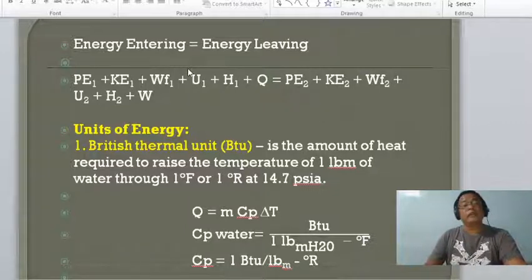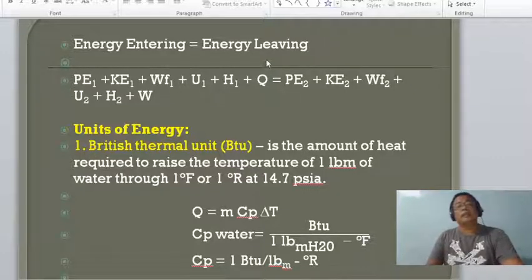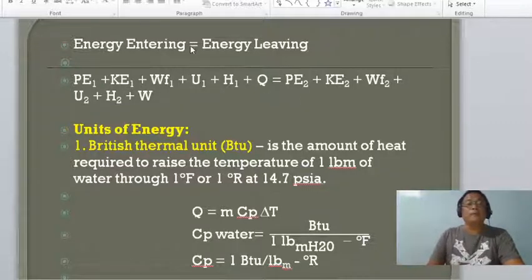Let us take an energy balance from the previous illustration. Energy entering is equal to energy leaving. So what are the energies entering the system and what are those leaving? Entering is potential energy 1, kinetic energy 1, flow work at 1, internal energy at 1, enthalpy at 1, and Q, which is equal to potential energy at 2, kinetic energy at 2, flow work at 2, plus internal energy at 2, plus enthalpy 2, plus work.